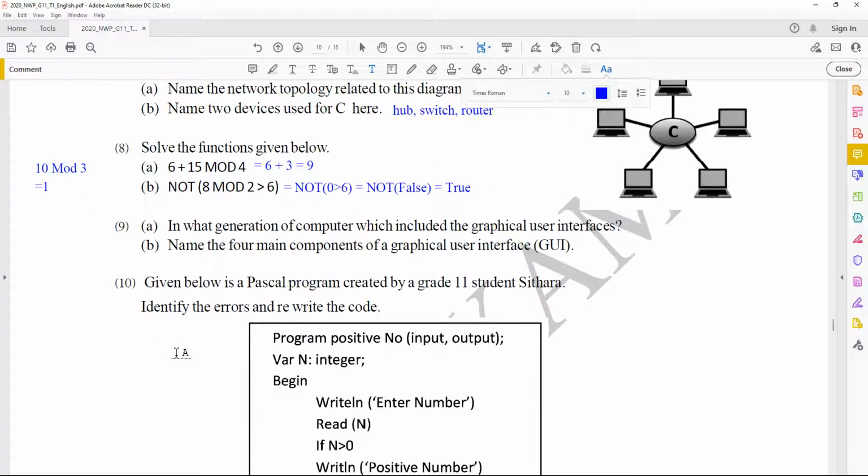Question number 9. In what generation of computer were graphical user interfaces included? Fourth generation. Yeah, it's fourth generation.